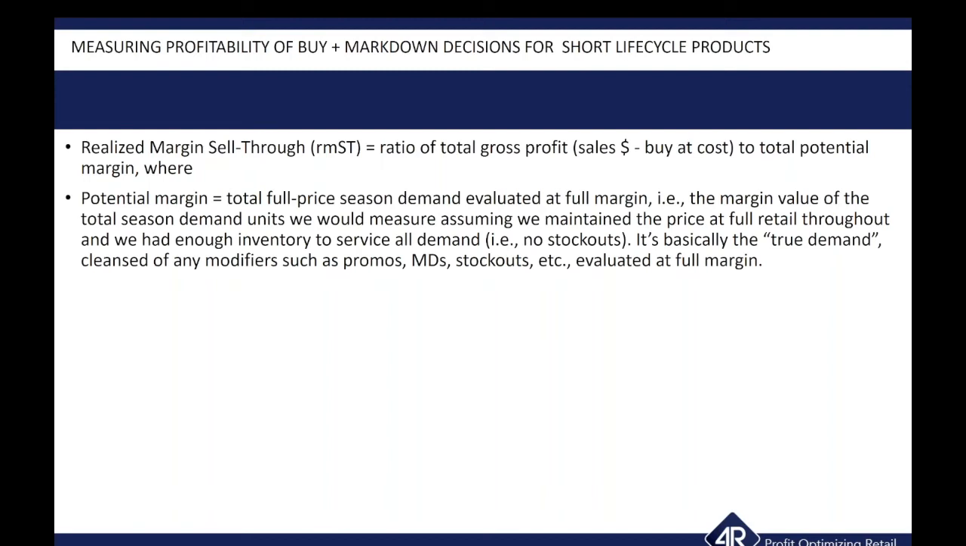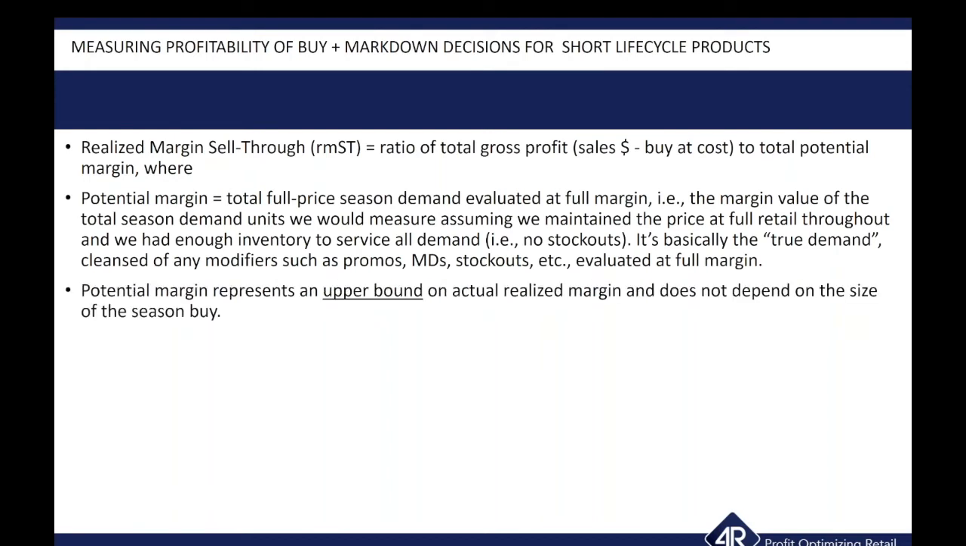If you will, it's the true demand evaluated at full margin. Now, the potential margin represents an upper bound on the actual realized margin. And what's most important is that the potential margin does not depend on the size of the buy, because it depends on just the true demand that's out there for the product and the margin chosen by the retailer.